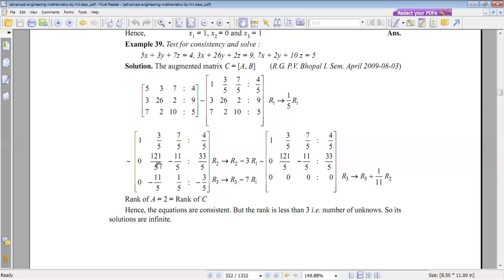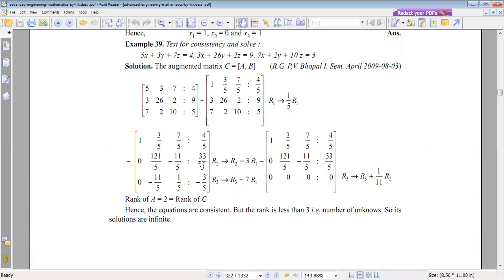Now see, from here, what do you get? We can divide this whole second row by 11 by 5, because it is a multiple of 11 by 5. See here, 121 by 5 can be written as 11 into 11 by 5. This is already 11 by 5. This can be written as 3 into 11 by 5. So that's why we can divide by 11 by 5.